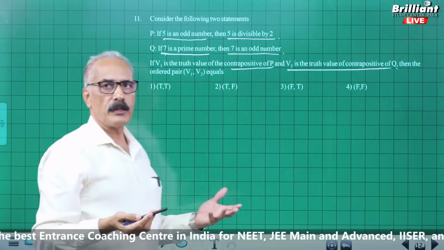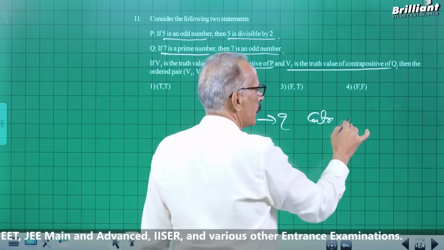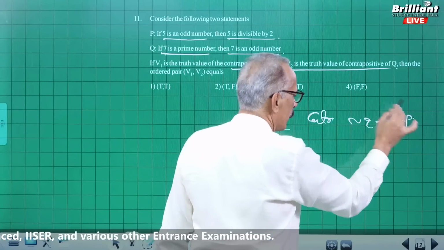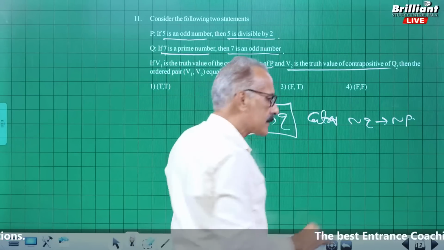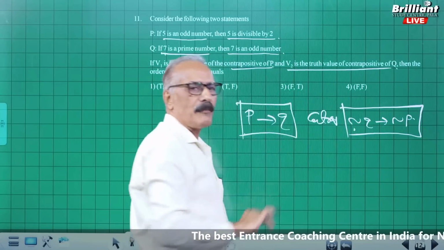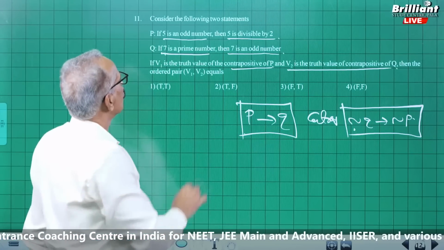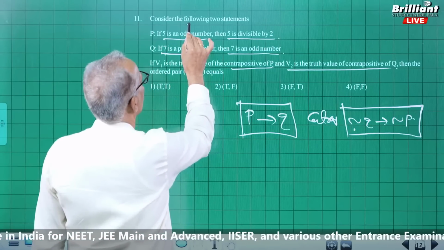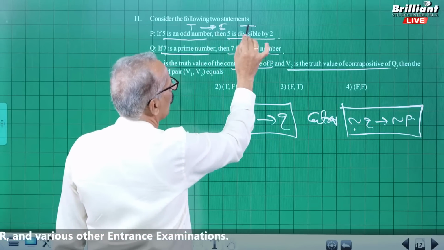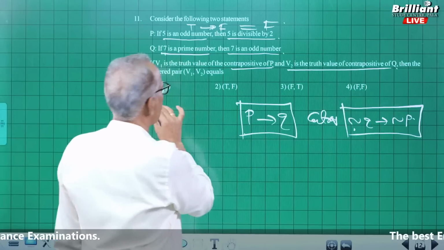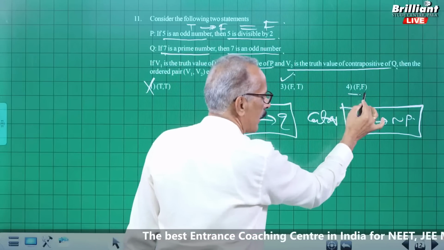Contrapositive, what do you mean? P implies Q. Contrapositive is negation Q implies negation P. Now the truth value of P implies Q is the same as the truth value of the contrapositive, so you need not find out the contrapositive. That's the beauty of the question. So 5 is an odd number, true, implies 5 is divisible by 2, false. You know true implies false is false. So the first is false. So this is wrong, this can be correct, this can also be.